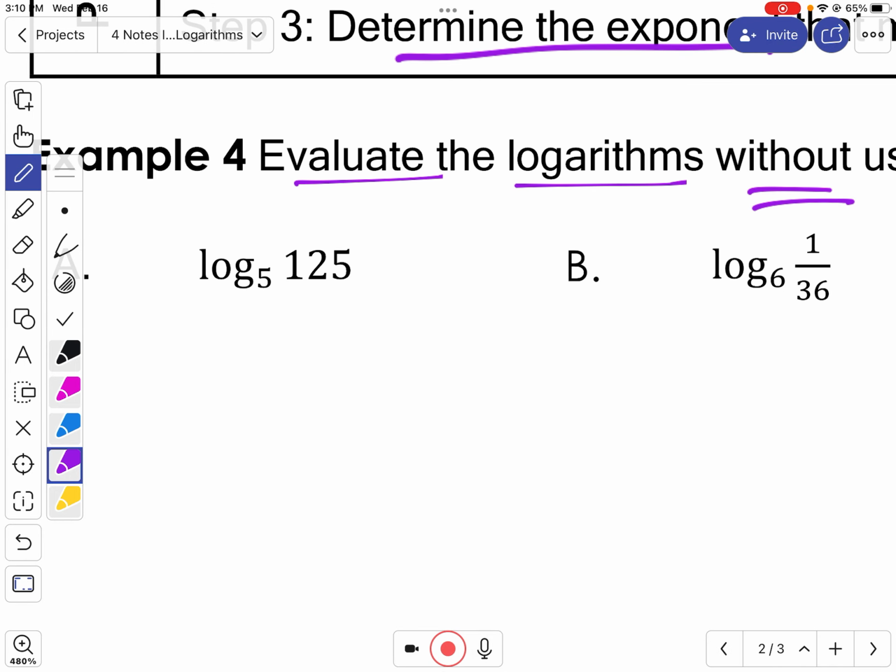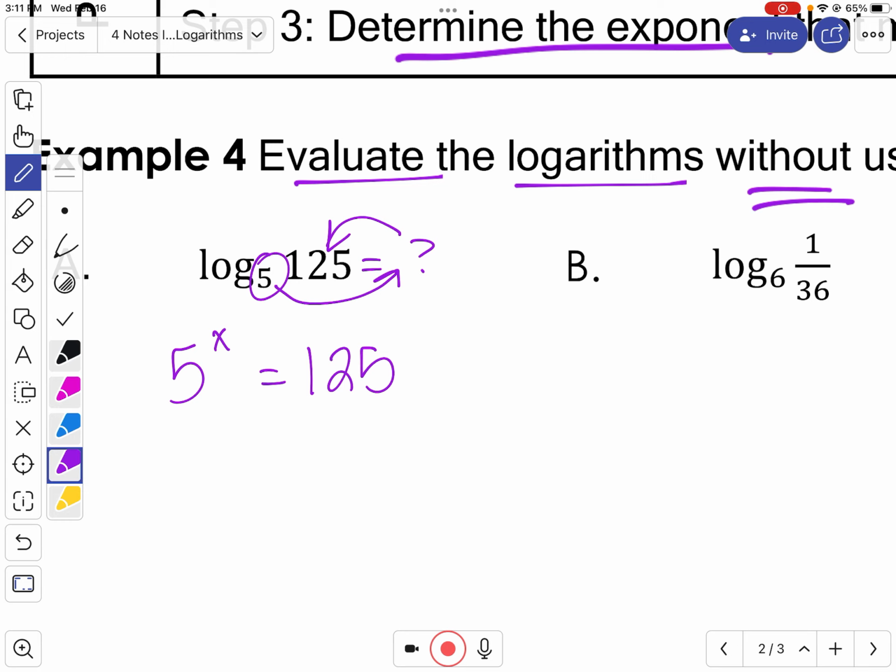So I'm going to rewrite it like I was doing. My base is 5, so that becomes my base of my exponential. I'm looking for my x, which is my exponent, equals 125. So when you evaluate a log, you're trying to find the exponent. So I'm trying to find what x would be. So start with 1. 5 to the first power is 5. That doesn't give me 125. 5 squared is 25, so it wouldn't be 2. Go to 3. 5 cubed, 5 times 5, 25 times 5 is 125. So my x would be 3. We're looking for the exponent. So we're not using a calculator on these.